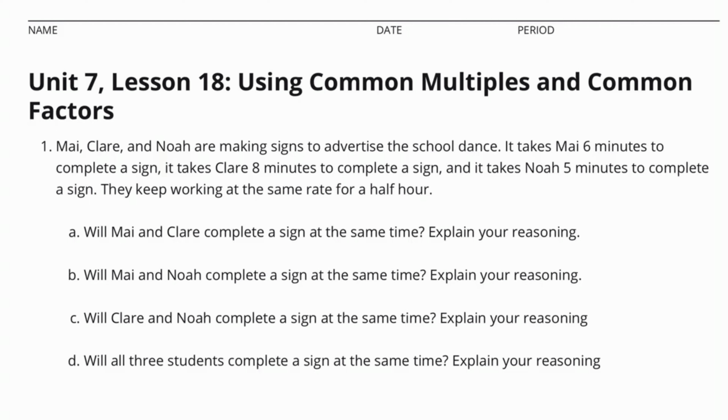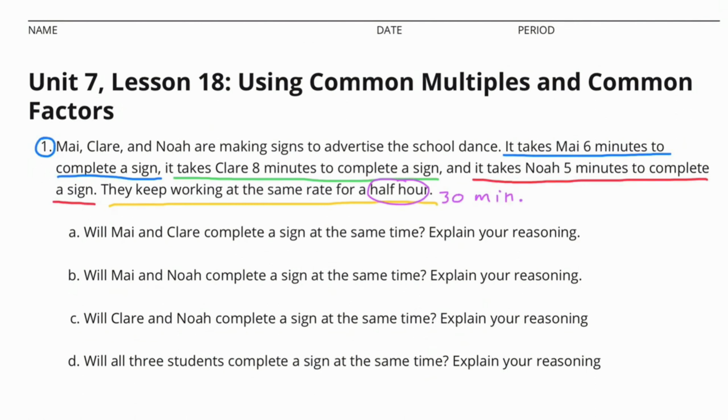Unit 7, Lesson 18. Using common multiples and common factors. Number 1. Mai, Claire, and Noah are making signs to advertise the school dance. It takes Mai 6 minutes to complete a sign. It takes Claire 8 minutes to complete a sign. And it takes Noah 5 minutes to complete a sign. They keep working at the same rate for a half hour.